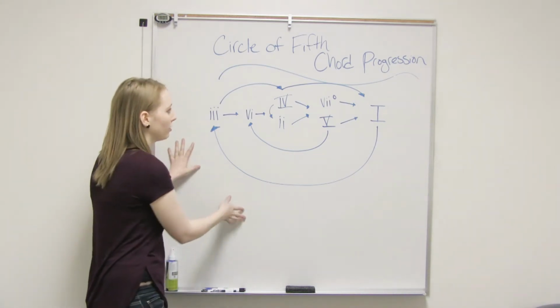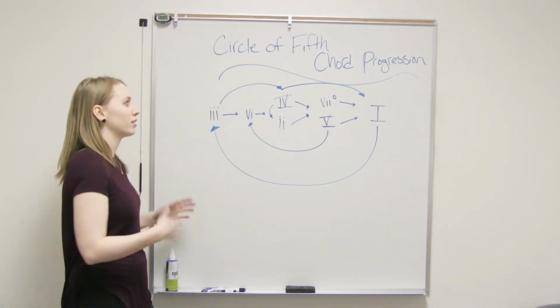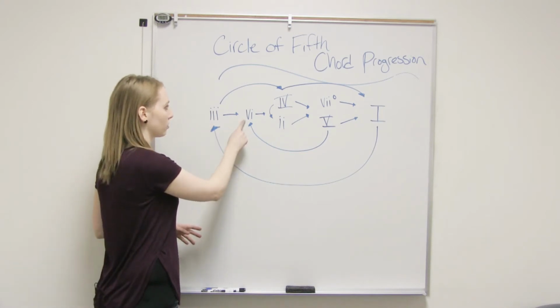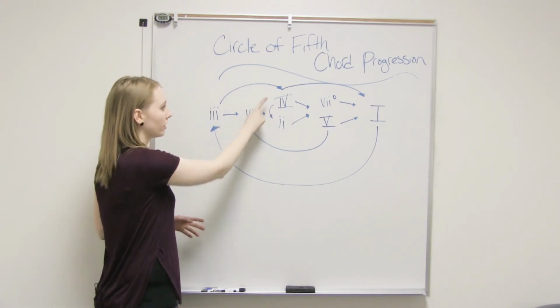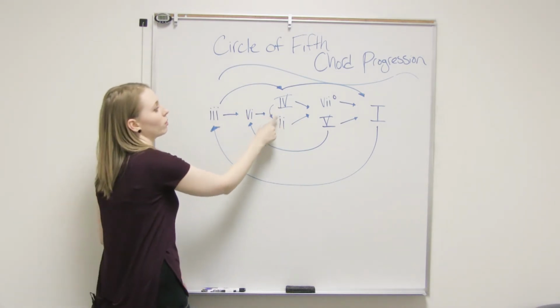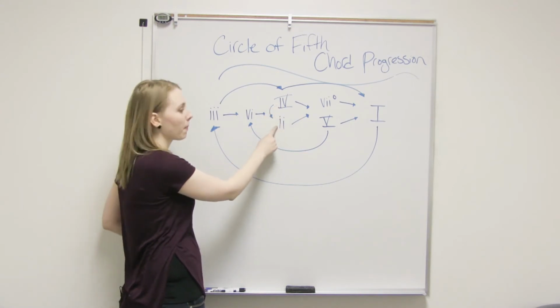So here's the chart, and you can use this however you please, but I'll interpret it for you so you can figure out how to use it. If we start with the 3 chord, we're going to go to the 6 chord, or you can go up to the 4 chord. If you go to the 6 chord, you have an option of either going to the 4 chord or the 2 chord. If you go to the 4 chord, you need to go down to the 2 chord.